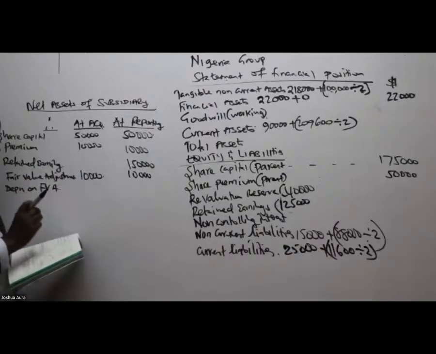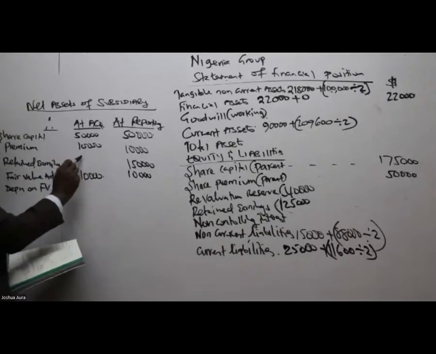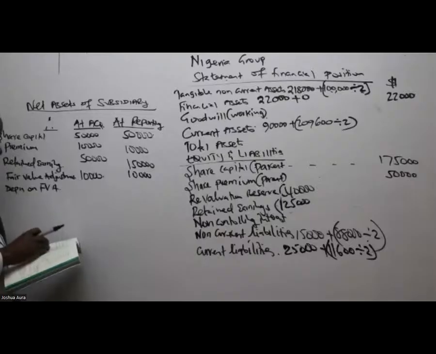If you read note number 1 very well, they told us Nigeria acquired 40,000 shares in Lagos on the first day of the accounting period for 400,000, when the retained earnings were 50,000. Retained earnings at acquisition were 50,000. I'm reading note 1 again: Nigeria acquired 40,000 shares in Lagos on the first day of the accounting period for 400,000, when retained earnings at acquisition were 50,000.